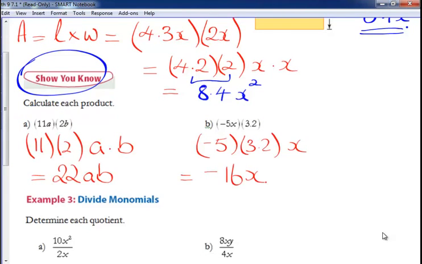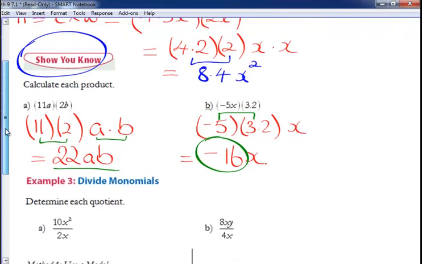So is this what you got? 11 times 2, multiplying our two coefficients, and then the variables a and b, 22ab. B, all right, we've got minus 5 times 3.2, which is 1 negative, 1 positive, gives us negative 16, and then simply the single variable x.